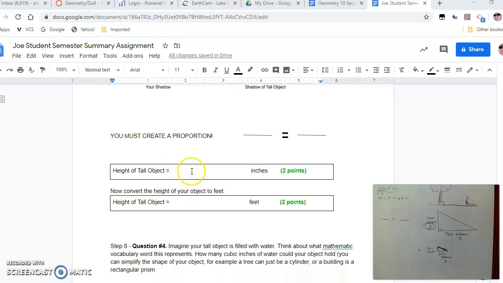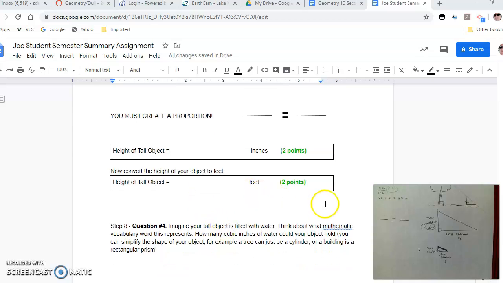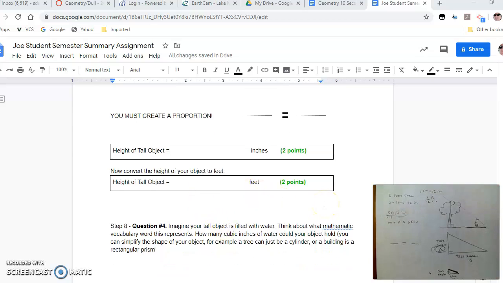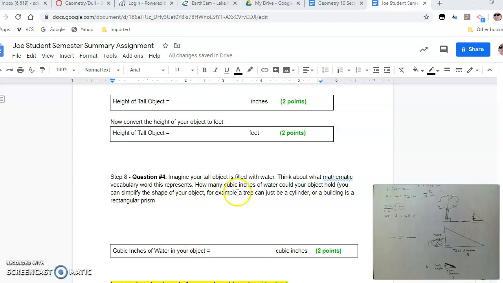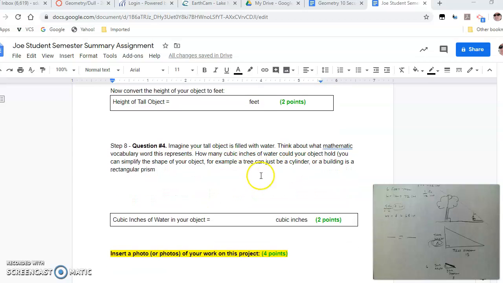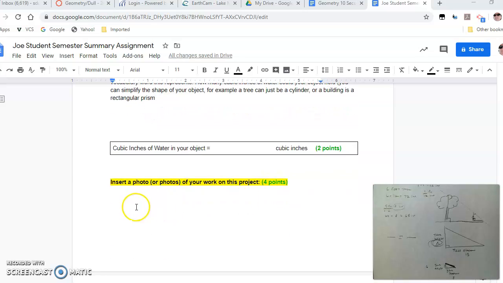Then you can do the math to determine the height of the tall object in inches, because you're doing all this work in inches. Be super careful about that. And convert it over into feet, which we talked a little bit earlier about going from feet to inches. Now we're going back. And then the last one involves what you know about some formulas for 3D objects. And again, if you need to go and look up those formulas, that'll be fine.